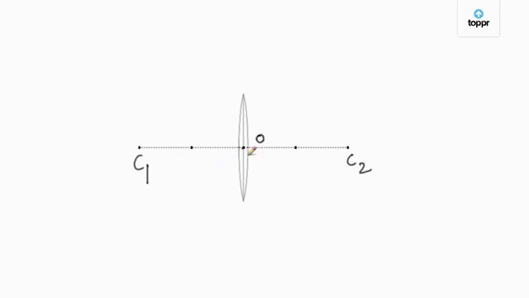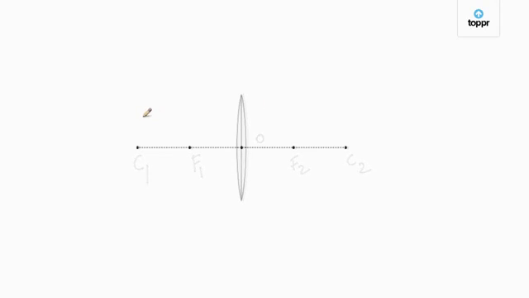The point exactly midway between the center of curvature and the optical center is the principal focus, and it is marked as f1 for this side and f2 for this side. The effective diameter of the circular outline of the lens is called its aperture. Once we are clear with this, let us start afresh and see the basic construction of ray diagrams for both the lenses.